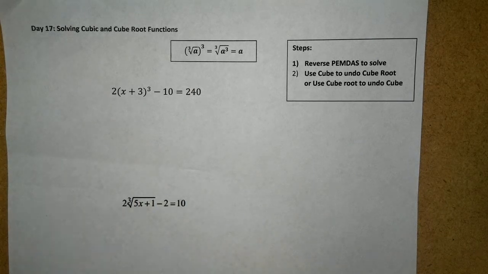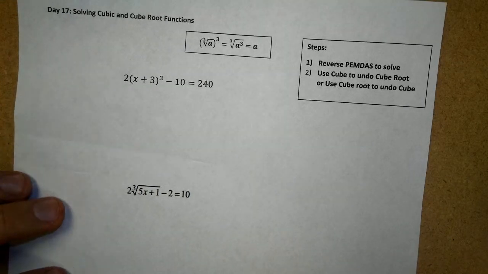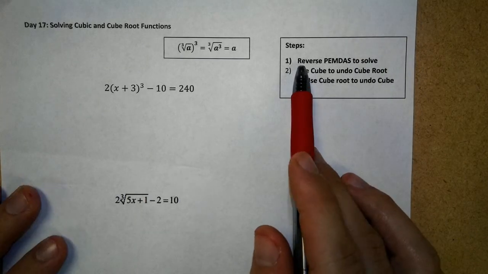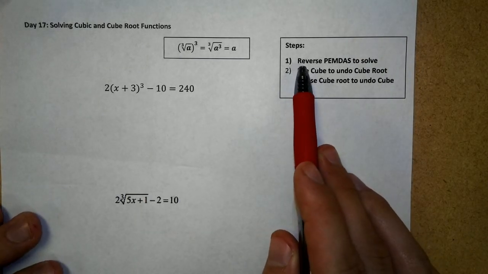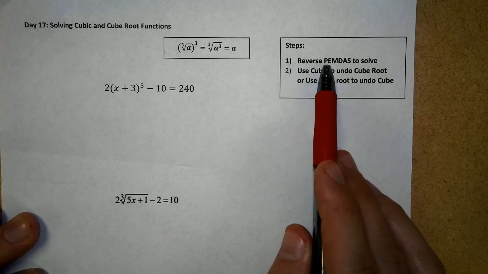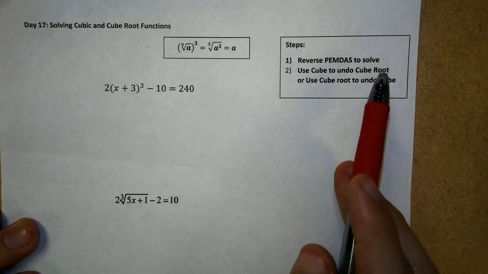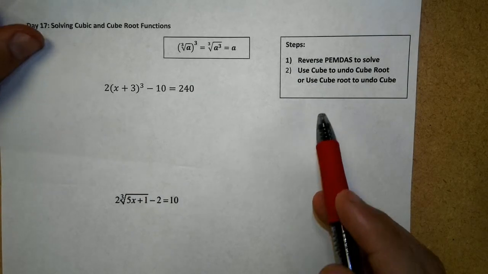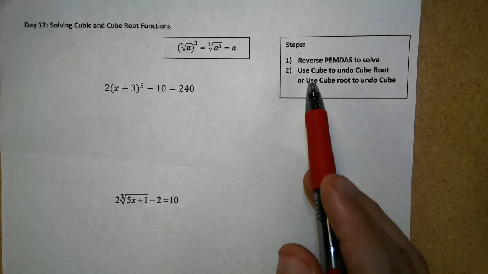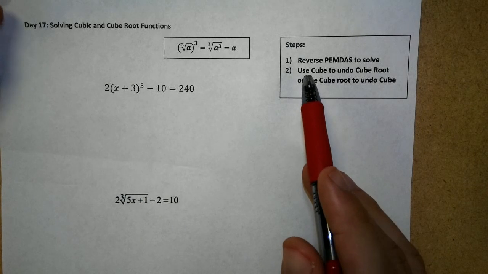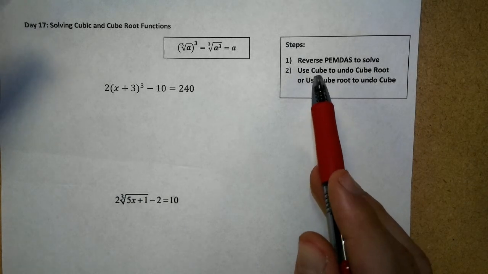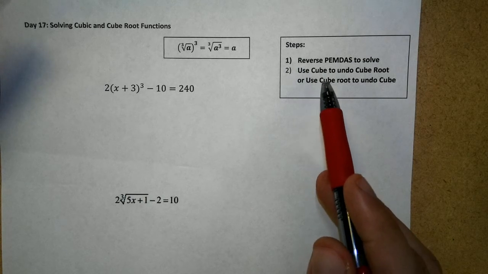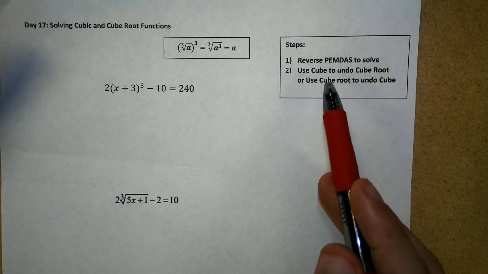Okay, so our steps for going about this, it's going to depend a lot on our previous math knowledge. Mainly solving equations, we want to use reverse PEMDAS. So we want to just go backwards in PEMDAS to figure out how to undo these equations and how to solve for our missing variable. And then the new skill that we're going to be adding on to this is we're going to use our cube to undo our cube root, and we're going to use our cube root to undo our cube.